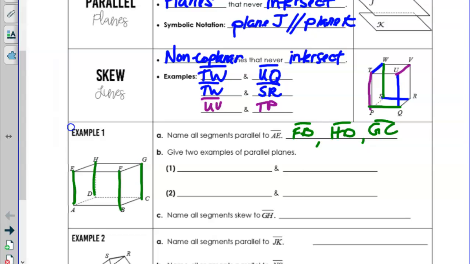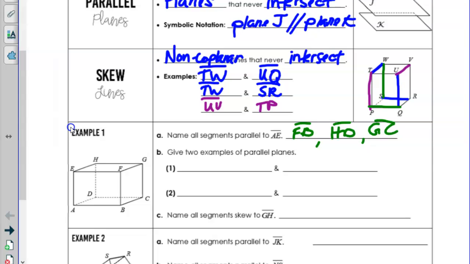Any questions on parallel? Alright, so give two examples of parallel planes. I have a quick question if you don't mind. When it comes to parallel, they have to be going the same direction and being kind of even with one another, while skew, they're purposely avoiding being the same, running in different directions. Yeah, very good.